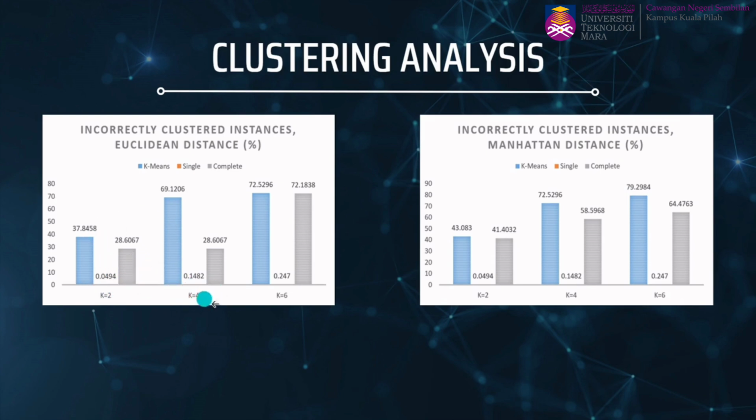However, on k equals 4, the value of the incorrectly clustered instances remains the same. Therefore, it's actually better to take complete hierarchical clustering on k equals 4, because more clusters means more accuracy. Since the incorrectly clustered instances remain the same despite having more clusters, k equals 4 complete hierarchical clustering is the best suited for this clustering method.